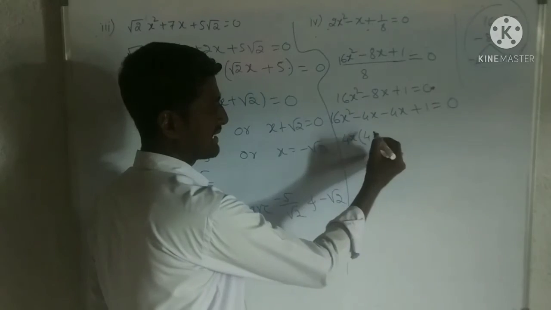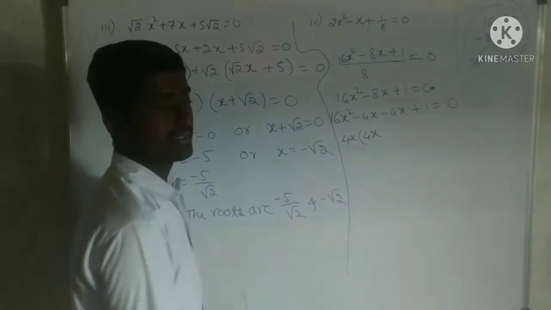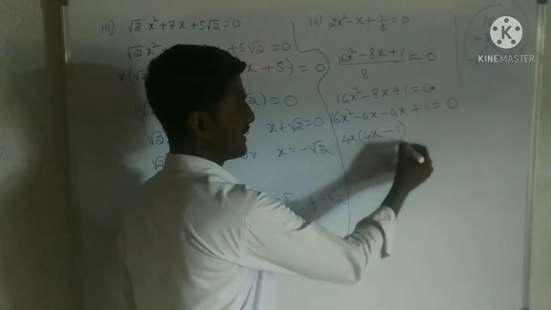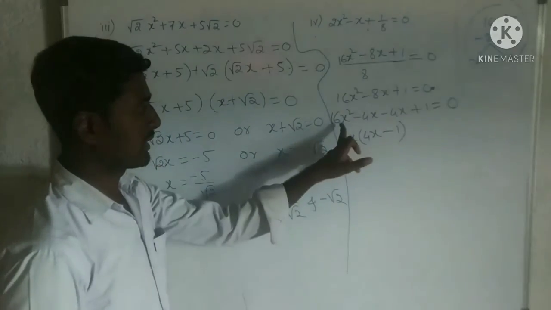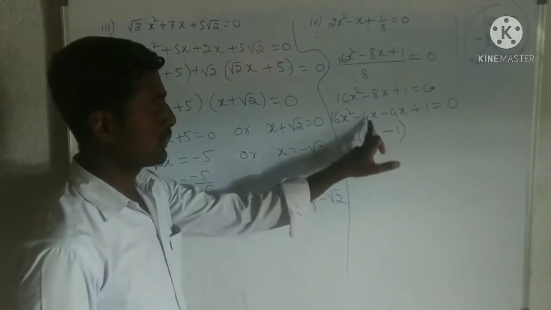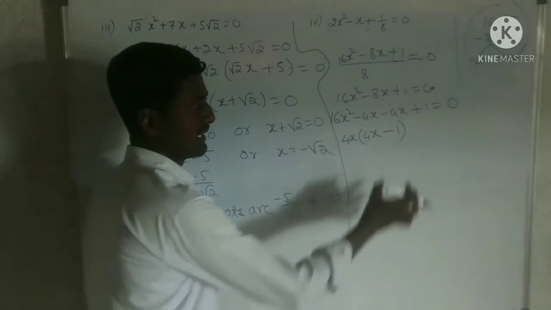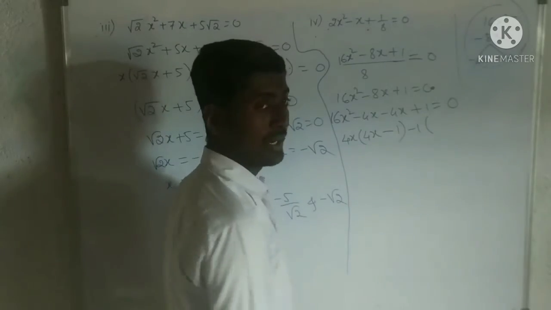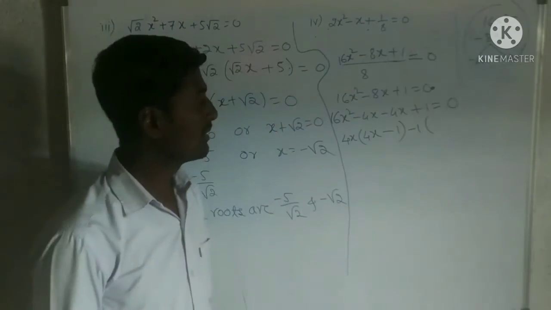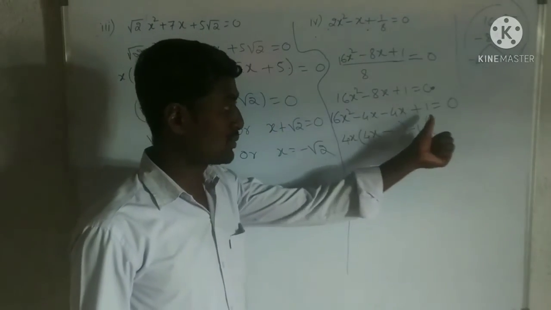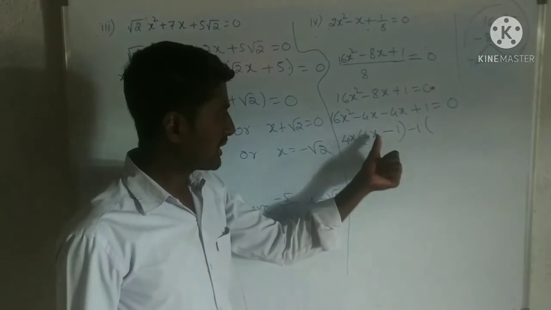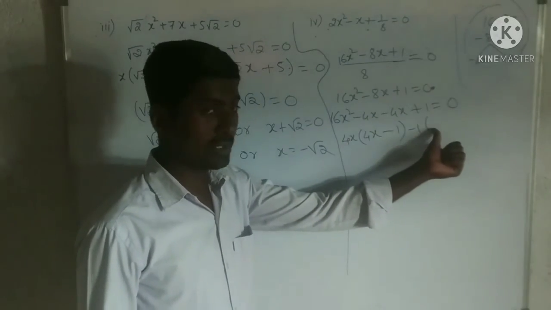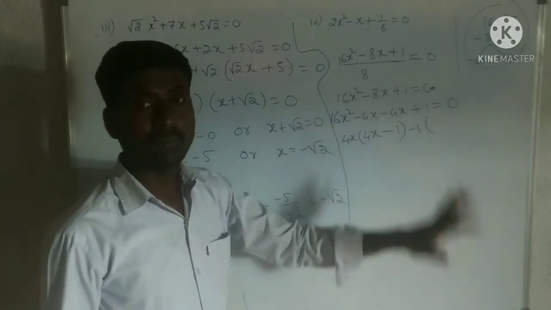4 4s are 16. 4x remains. Then minus 4x taken outside, it is 1. Okay. So 4x taken outside, remaining is 4x minus 1. Here what can I take common? I will take minus 1 as common. Why should I take minus 1 only? To get 4x minus 1 inside. So here 4x minus 1. Here also I should get 4x minus 1. To get 4x minus 1, I have to take minus 1 common.